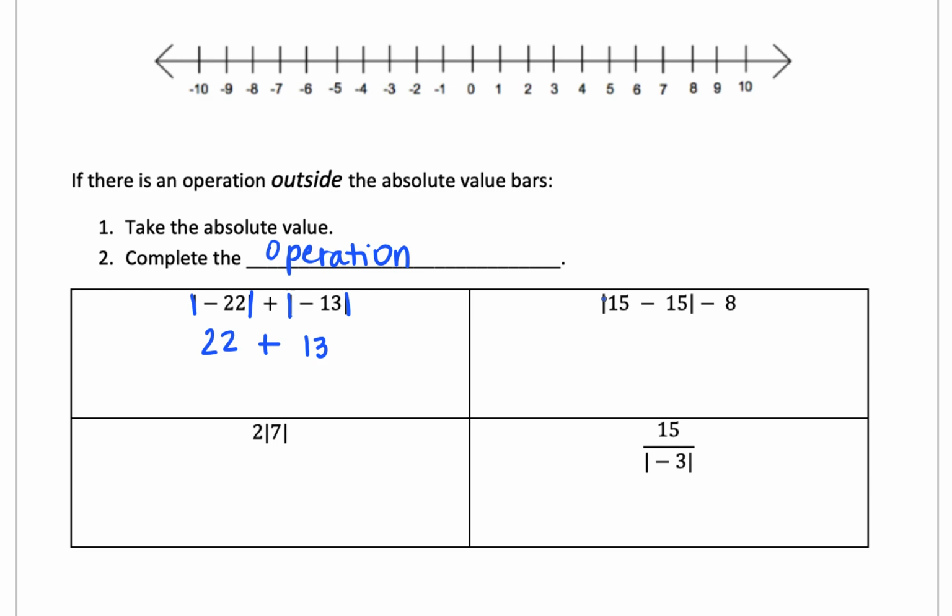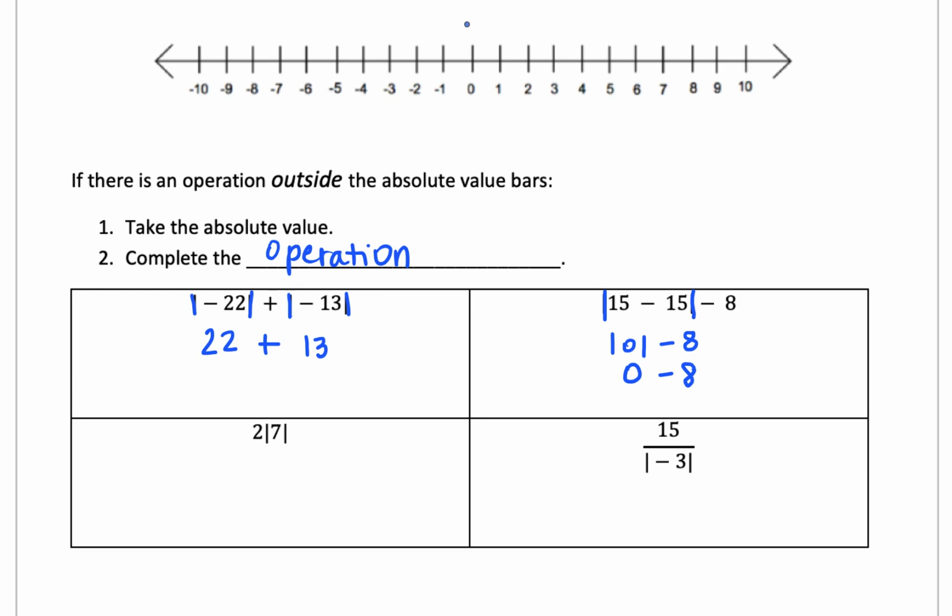In the next example, I have the absolute value of 15 minus 15, and then on the outside of those bars I have minus 8. So I have a few different steps to take care of here. First, I need to do the operation that's inside the bars, so 15 minus 15 is 0. And then I'm going to bring down what I haven't used yet. Well, the absolute value of 0 would be 0. And then I have this problem of 0 minus 8.